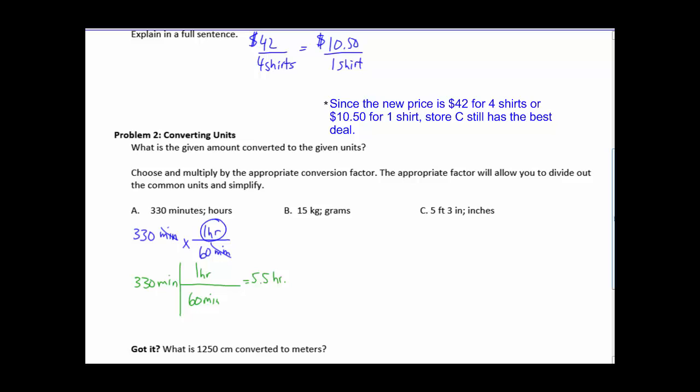Okay, B. If we have 15 kilograms and we want to change this to grams. We start with 15 kilograms. Draw my sideways T. I know I want to end up with grams, so I can put grams on top. We need to think about how many grams are in a kilogram. Well, we should know, or if not, we can look it up. In 1 kilogram, there are 1,000 grams. So the conversion lets us take 15 times 1,000 divided by 1. This is going to give us 15,000 grams. Go ahead, hit pause real quick. Try C.